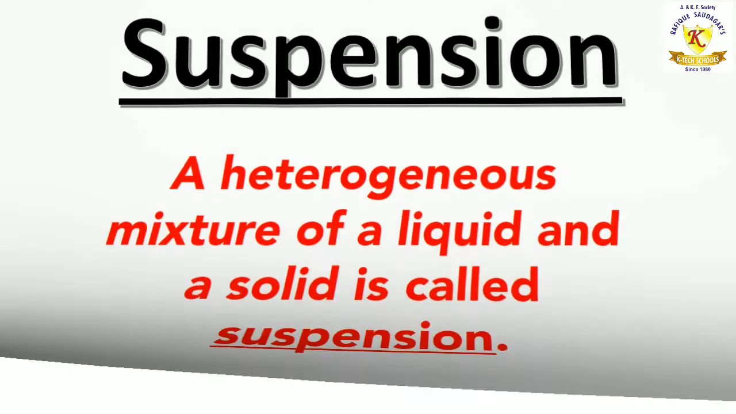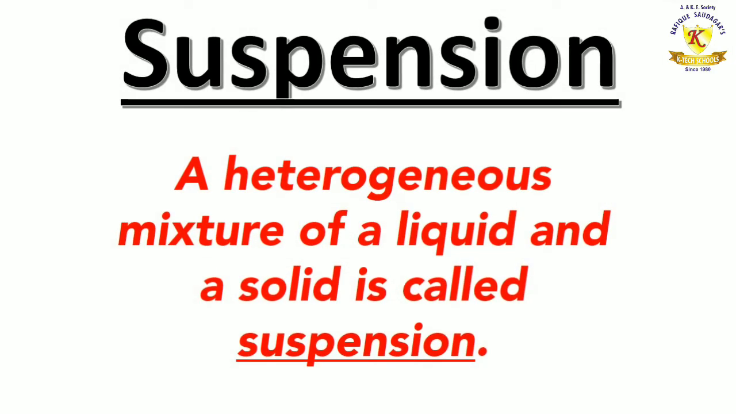Now let's see what a suspension is. A heterogeneous mixture of a liquid and a solid is called a suspension, which means when a solid substance is mixed with a liquid, forming two or more phases, it is called a suspension. Are you getting me children? Here we have a mixture of sawdust and water. We can see clearly that there are two phases. Hence, it is a heterogeneous mixture.